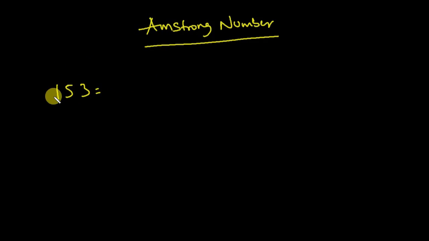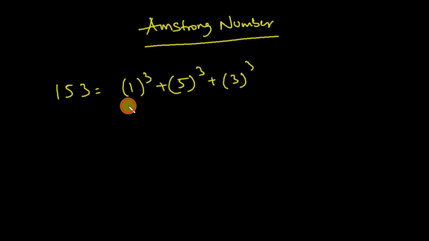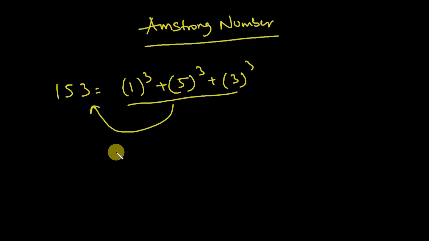Whenever a number is given, we have to find how many digits are there. Here the digits are 3, so I have to cube each digit, which means 1 cube plus 5 cube plus 3 cube. If this result is equal to the number, then it is an Armstrong number. But cubing for every number is not the right procedure.